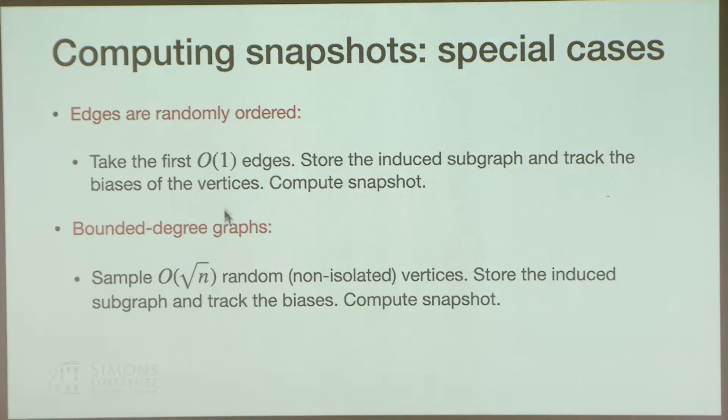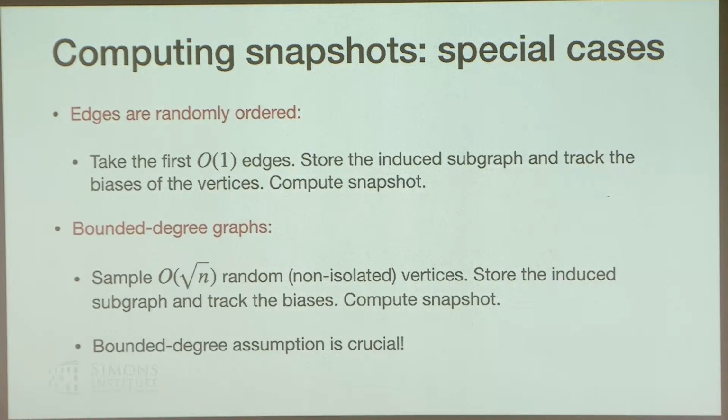Now, what happens for bounded degree graphs? You can do something very similar. Instead of sampling constant many random edges, you sample order square root of n random vertices and store the induced subgraph, again track the biases and compute the snapshot. The induced subgraph edges that you store are not actually independent, so you wouldn't get Chernoff bounds here. But the variance is limited because these graphs are bounded degree, so one edge depends on at most a few other edges. You can show that the variance is bounded and use something like Chebyshev to compute the snapshot.